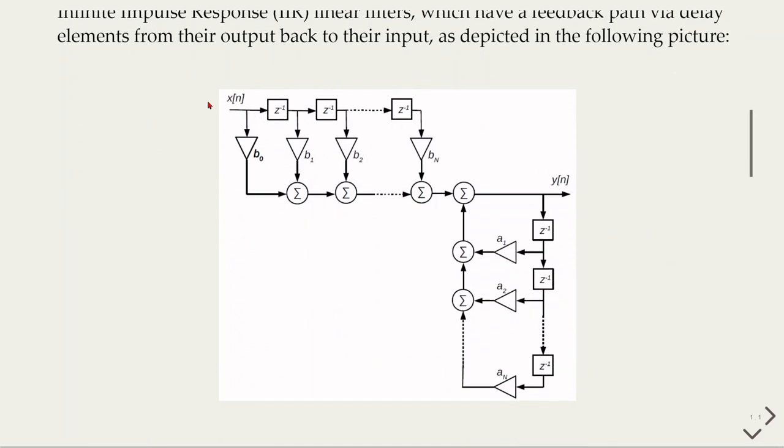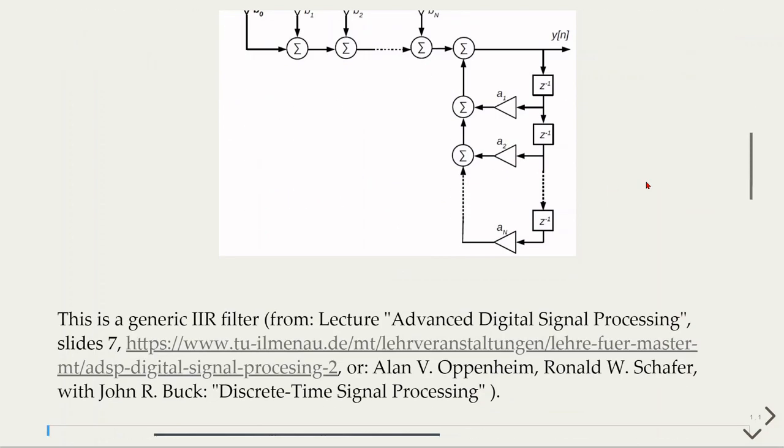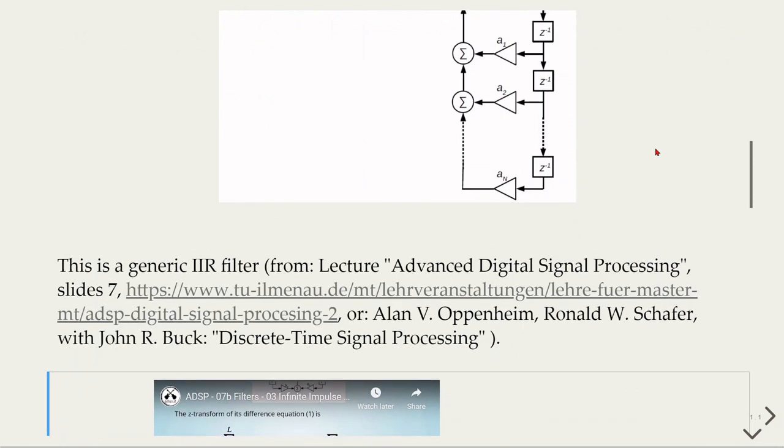Here we have for input x of n, we have some delay elements, we have some gain elements, we have some addition, and here we have our output, and the output goes back here. There are some more delay elements, and some more additions, and so there is a feedback loop. This is a generic infinite impulse response filter, and you can take a look more in detail in the lecture Advanced Digital Signal Processing, slide 7.